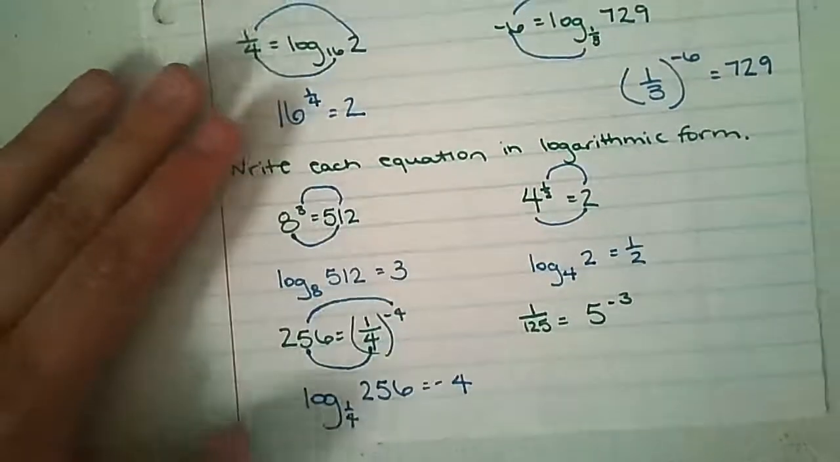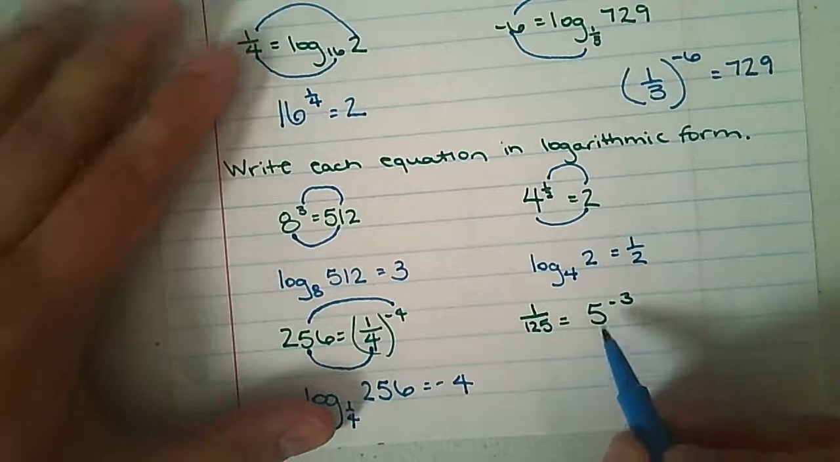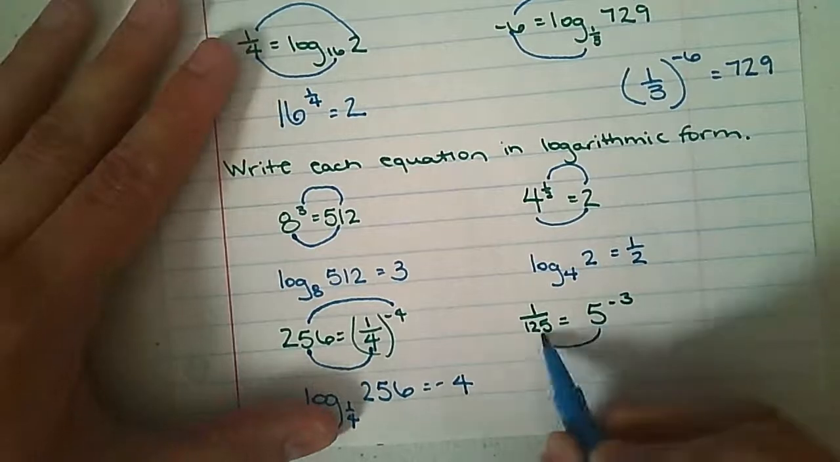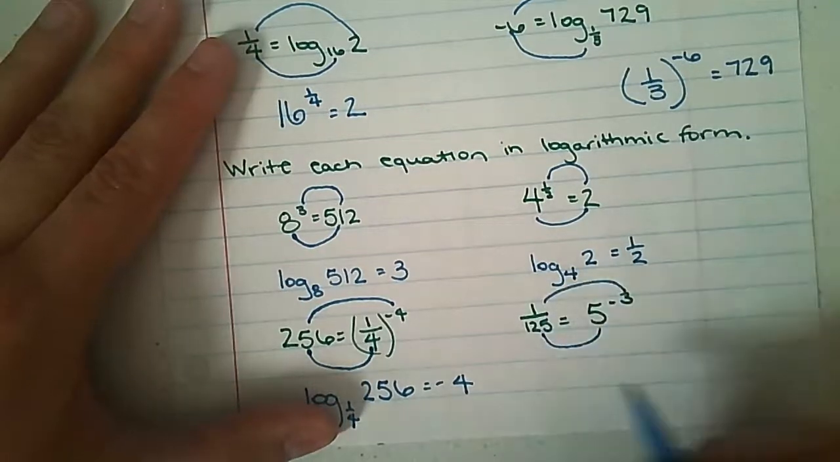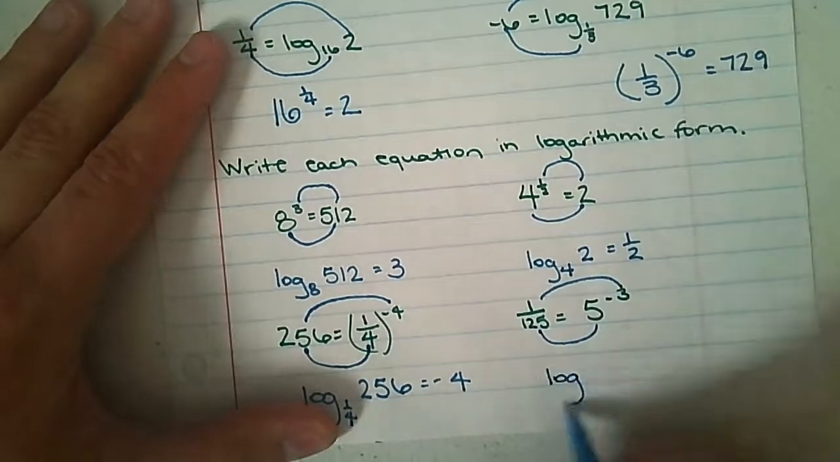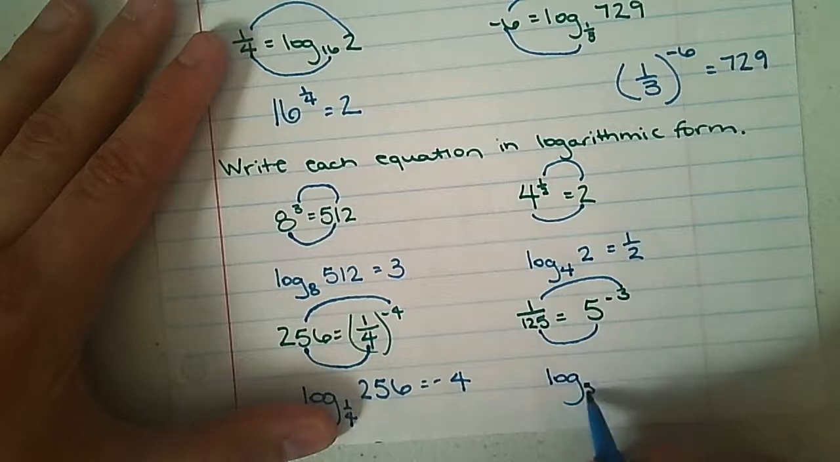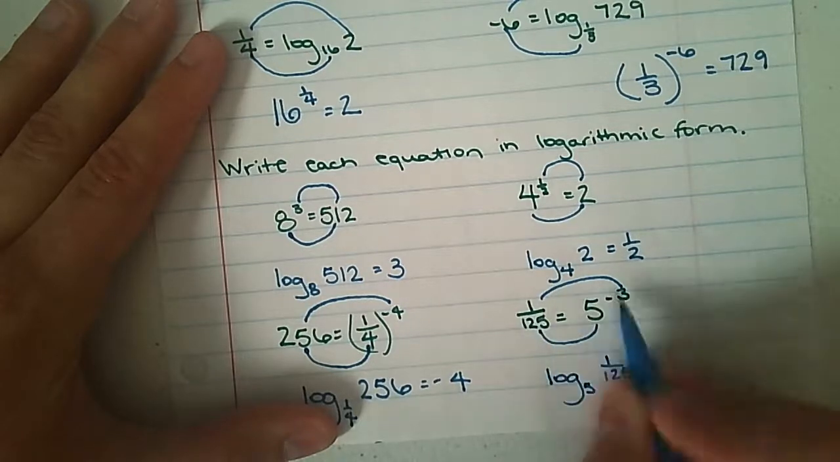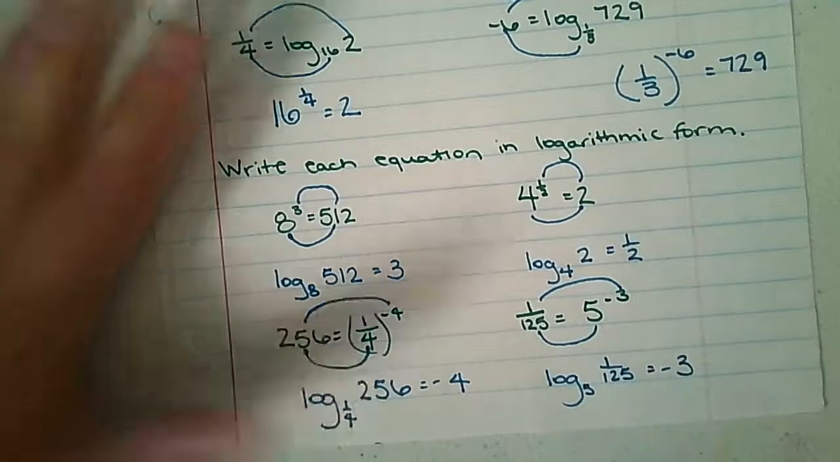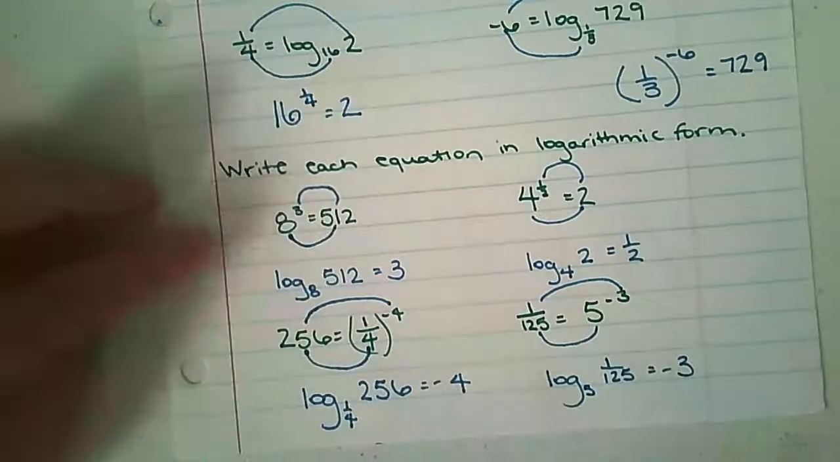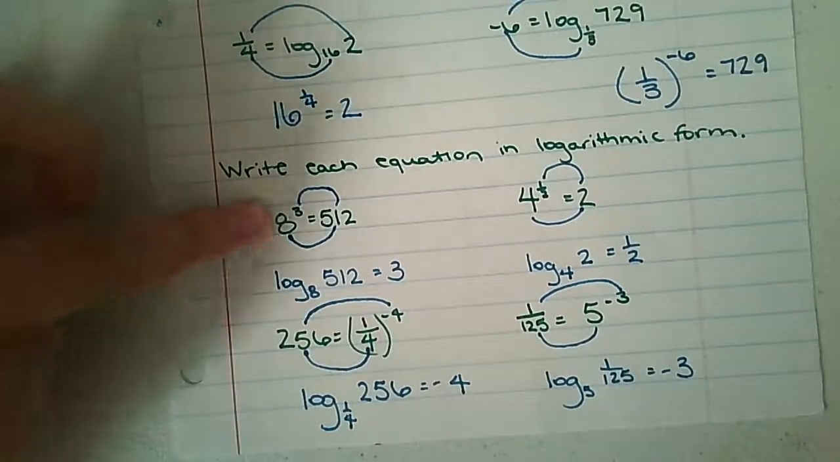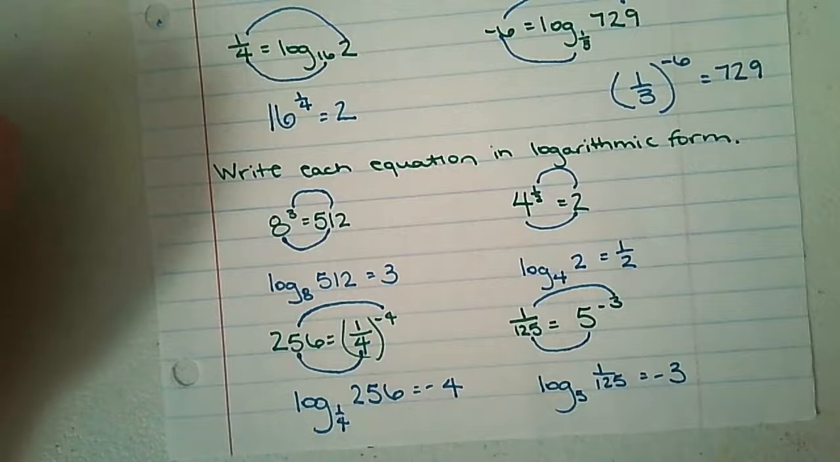All right, last one. Again, I'm going to need to do a backwards log roll. We always start with the base, what it equals, what's left. So when I write this in log form, we have log with a base of 5 of 1 over 125 equals -3. So here's going from exponential to logarithmic form.